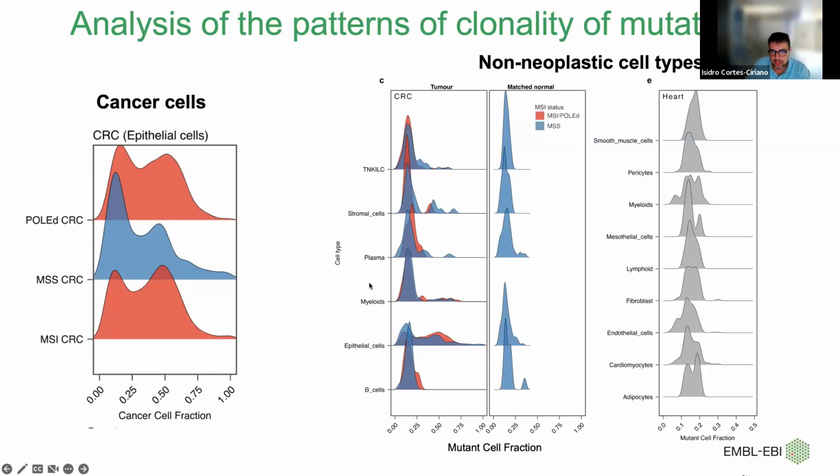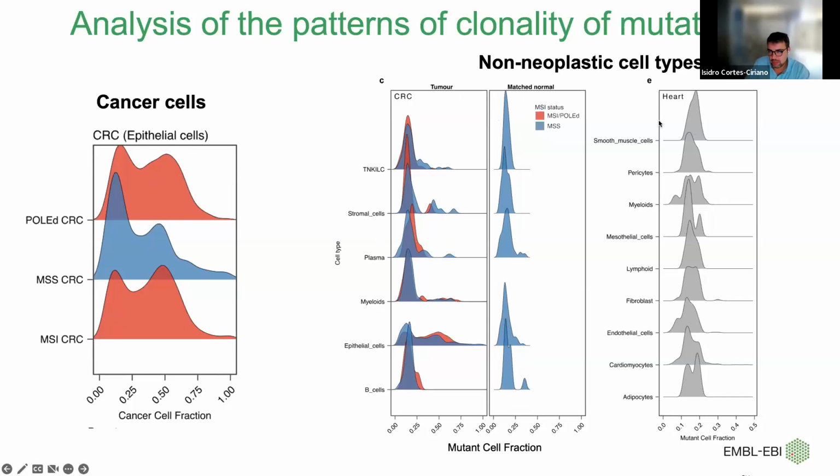However, when we look at non-epithelial, non-cancer cell types from the tumors or the matched normal samples, we can see that the peak in the distribution is below 0.02, and this really corresponds to subclonal mutations, meaning that most of the mutations we detect are only present in a subset of the cells in the sample.